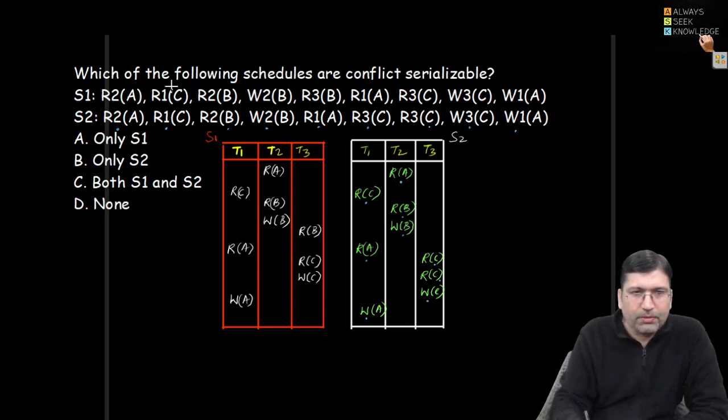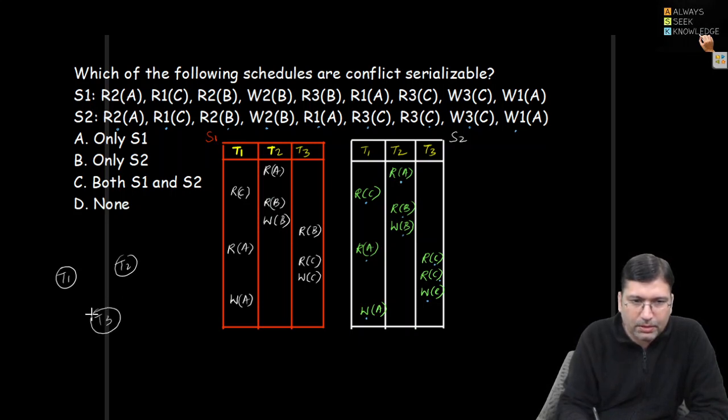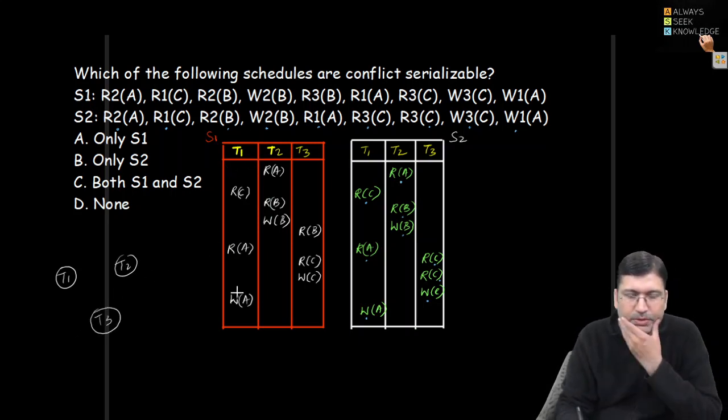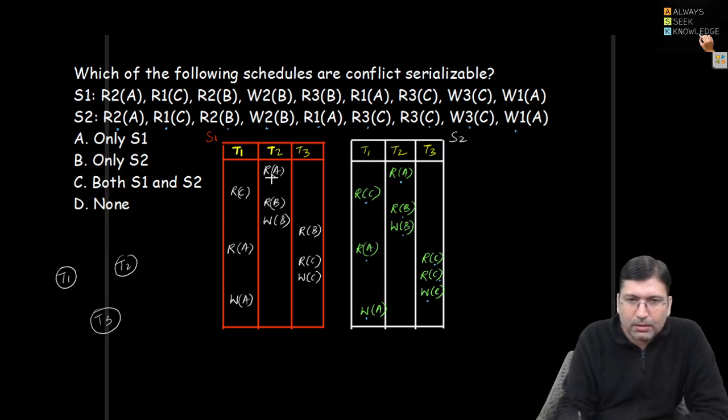So the same thing we need to do is draw the diagram. Let's say you are having T1, T2 and T3, three transactions. Check for the first schedule. Our read operation on A will be conflicted if we perform a write operation on A. So if you check the conflict of this operation in T1, there is a write operation on A. So T2 to T1, there should be an arrow.